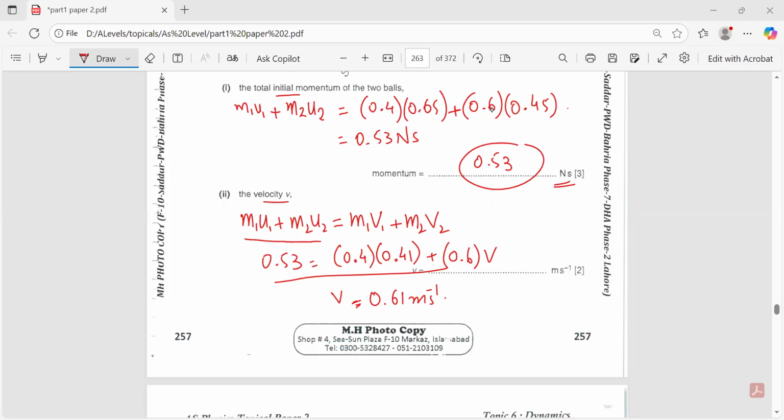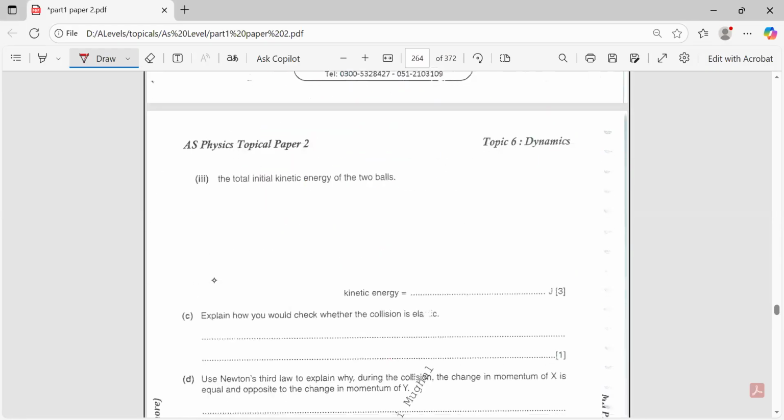Okay, so let's discuss the next part. Next part says find the total initial kinetic energy of the two balls. So what's the formula of initial kinetic energy? Initial kinetic energy is equal to half mv square. This is the formula for the kinetic energy. So initial kinetic energy means initial kinetic energy of the first ball plus initial kinetic energy of the second ball. So this will be equal to half m1 u1 square plus half m2 u2 square. So how can this be written?